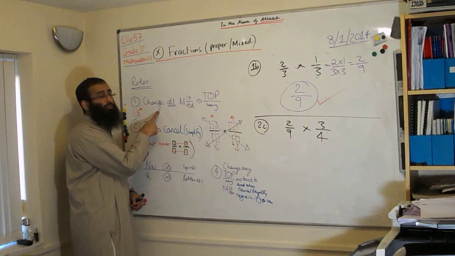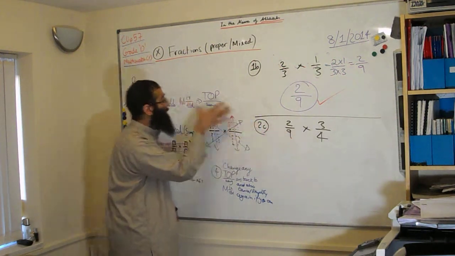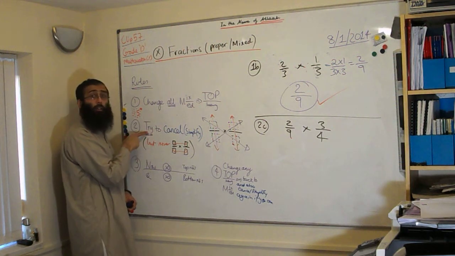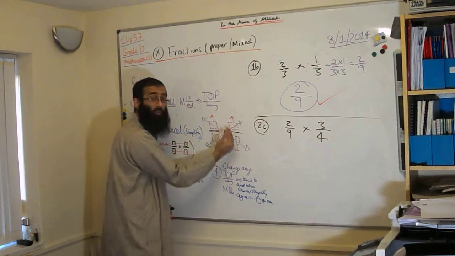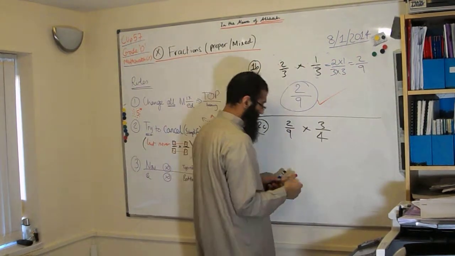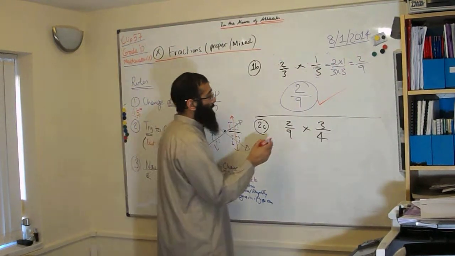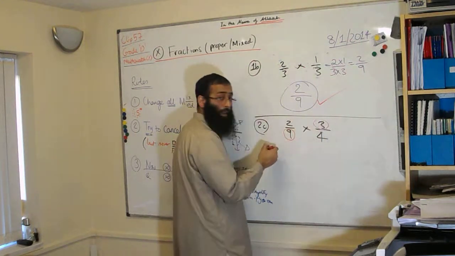Now, change all mixed fractions into top heavy. I'm going through this because that's what the rules are. There are no mixed fractions, so what do we do to step 1? Skip it. Can't do it. Step 2, try to cancel, simplify diagonally or vertically. So let's have a look at these. So I'm going to look at this diagonal here.